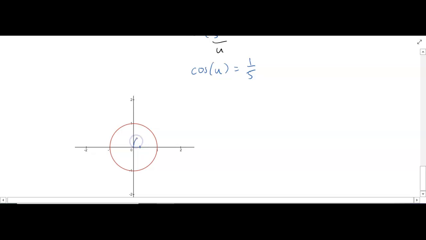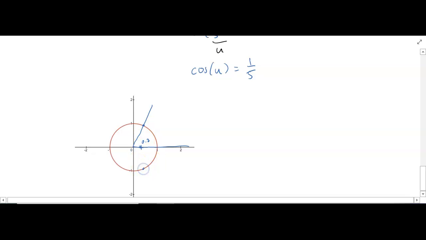One of them is going to be in quadrant 1, roughly speaking there. And again, this is 1/5 or 0.2. The other one's going to be down in the fourth quadrant. The other angle whose x coordinate is at 0.2.